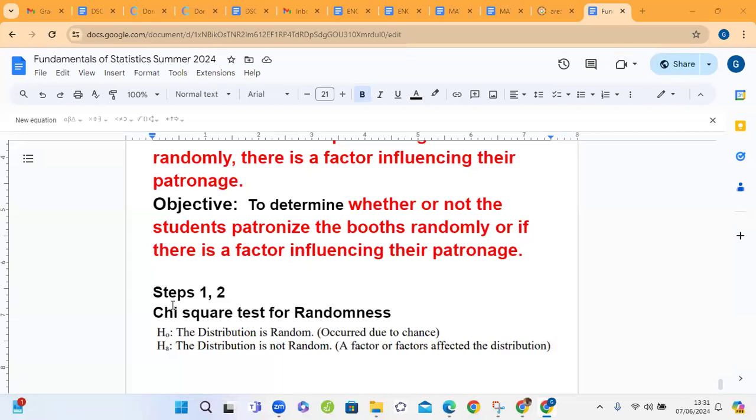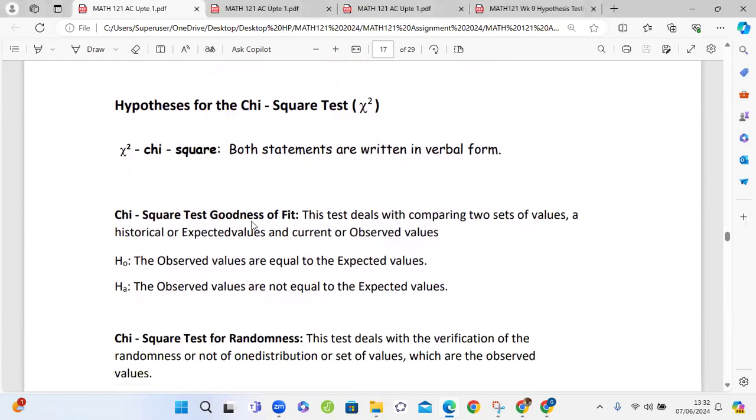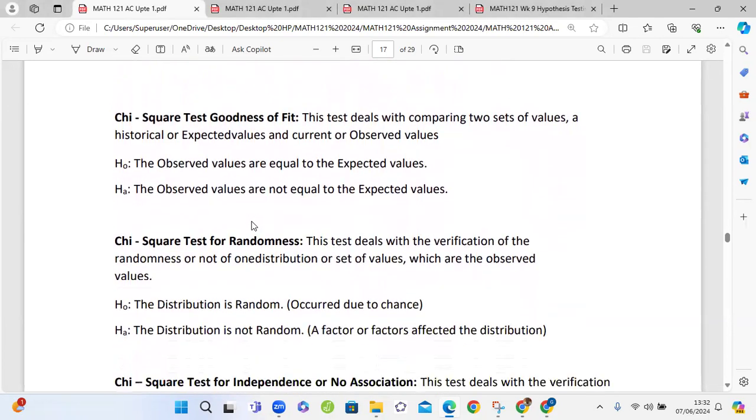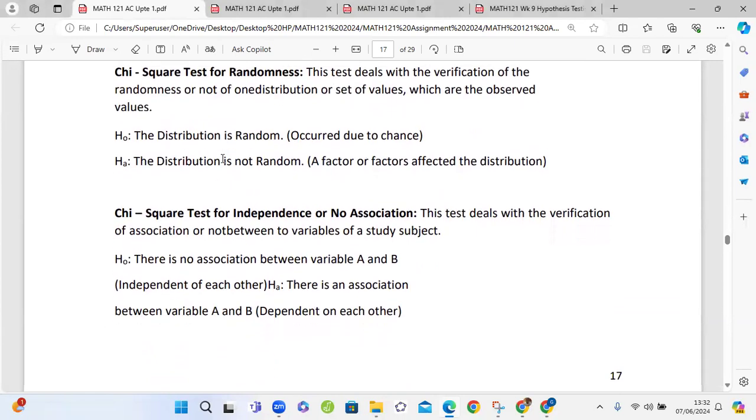So here we have steps numbers 1 and 2 for the chi-square test. It's a chi-square test for randomness, and here is the pair. And additionally, even in the assignment itself, in the steps, here you have the 3 chi-squares and the pair of statements, and we are doing a chi-square test for randomness.